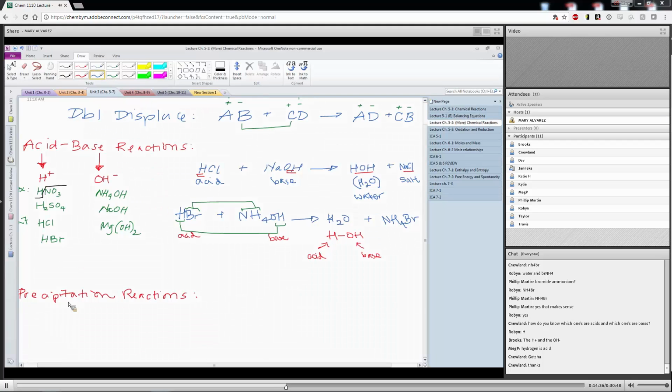So precipitation then, we get, let's see, where did my cursor go? Here we go. Our AB plus CD goes to form AD plus CB. And here we're now worried about what's going to be dissolved in water and what's not. So we'll find in reactions, we're going to put phases in parentheses as subscripts. So we're going to say AB might be aqueous. AQ stands for aqueous. It means dissolved in water.